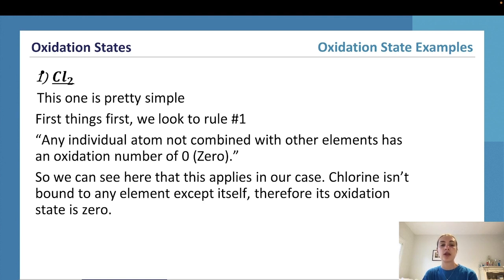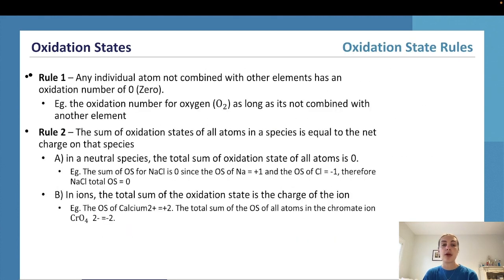So our first one here is quite simple, and so the first thing we're going to do is look at rule number 1, because rule number 1 tells us that any individual atom not combined with other elements will have an oxidation number of 0. And remembering our example was O2, that's purely made up of oxygen, no other elements in there. Despite it being 2 oxygen atoms, it's still only made up of oxygen.